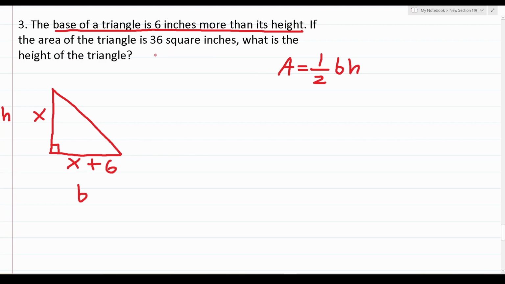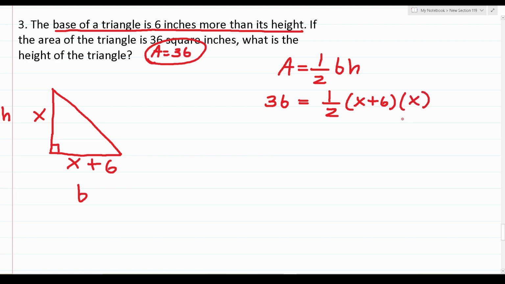We're told, according to the problem, that the triangle has an area of 36 square inches. So we know A is 36 square inches. So this becomes 36 equals 1/2. What is our base? It's x plus 6. What is our height? Our height is x. All right, so clearly, if we solve for x here, we'll know the height of this triangle.